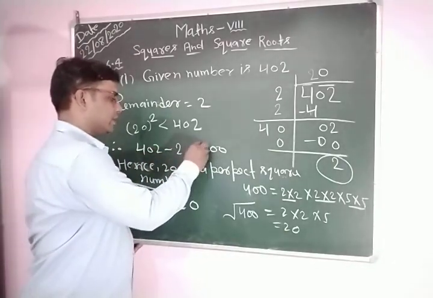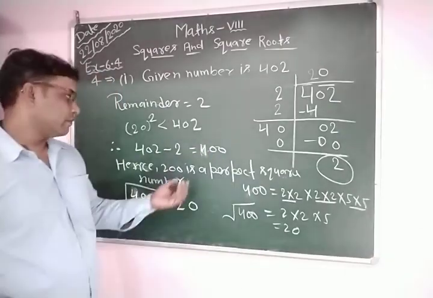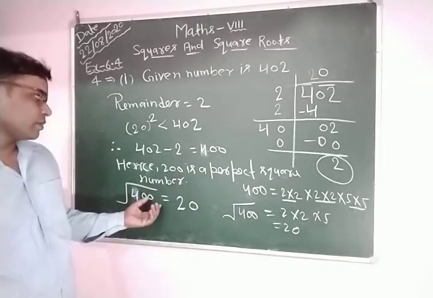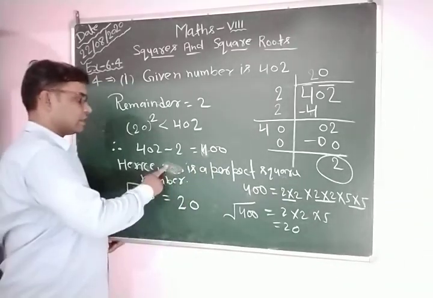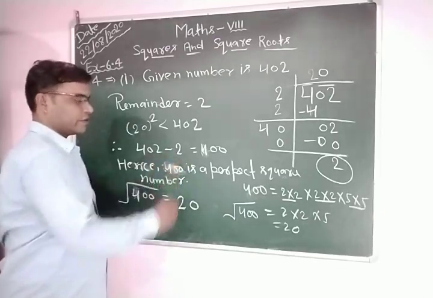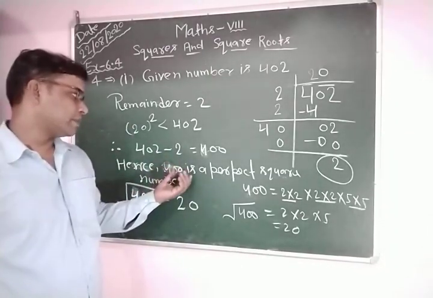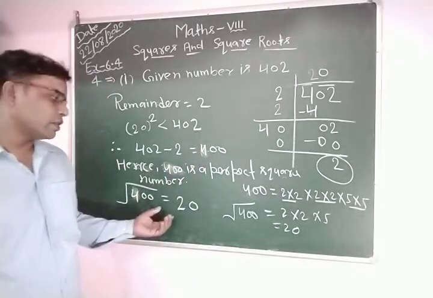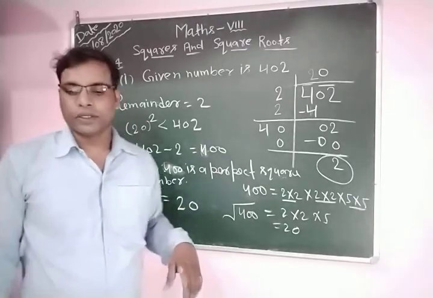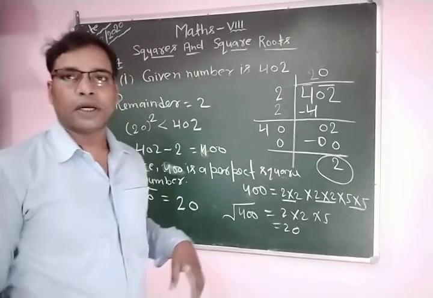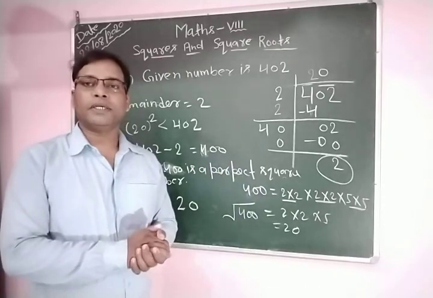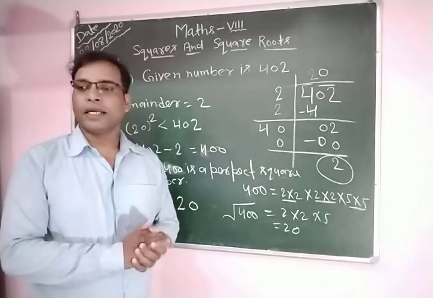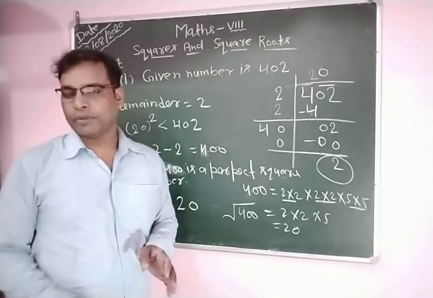Sorry, this is 400. So we obtain 400, which is a perfect square, and the square root of 400 is 20. So students, I hope you all understood how to find the number that we subtract from the given number so that it becomes a perfect square. Okay, let's see the second part of this question.